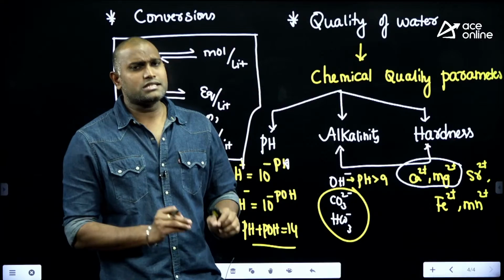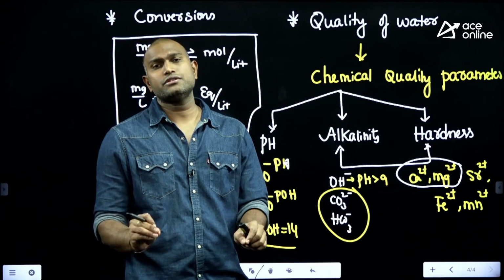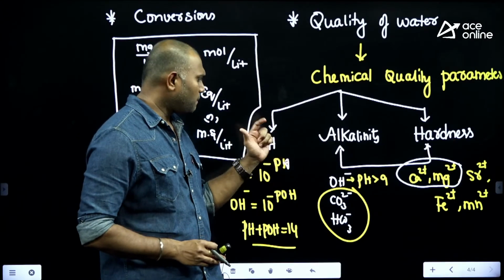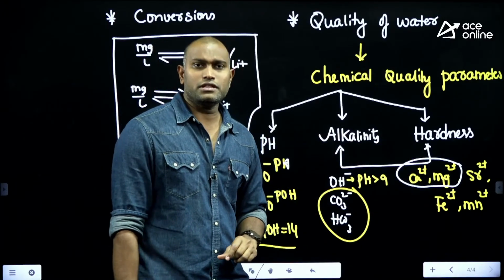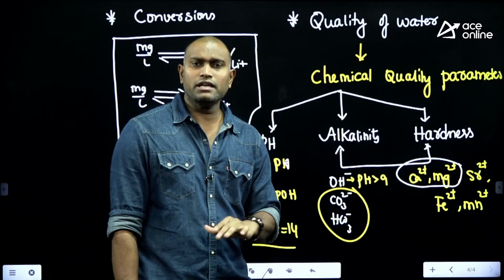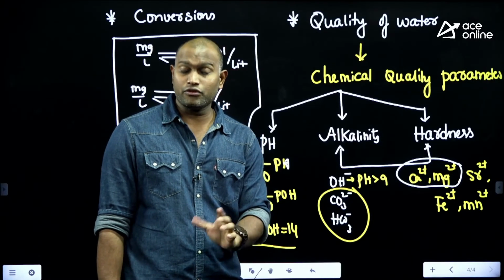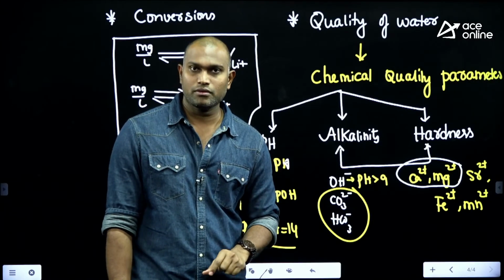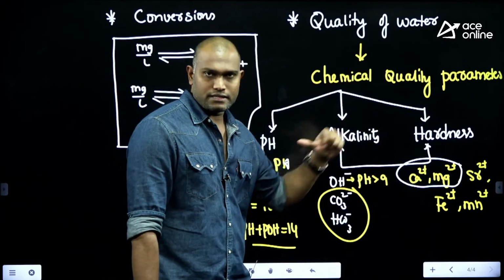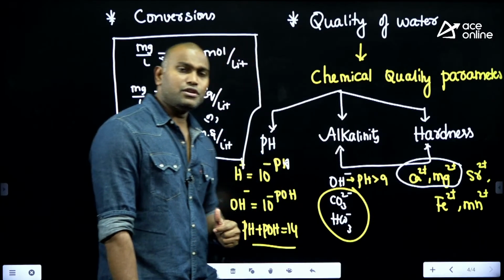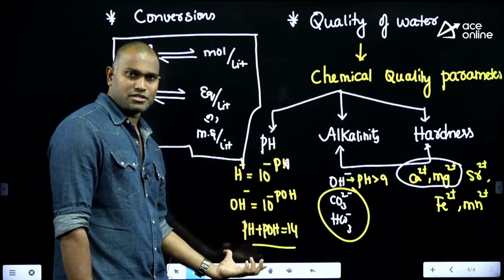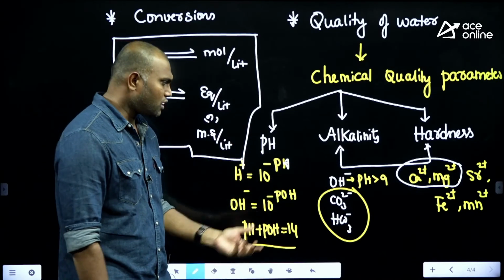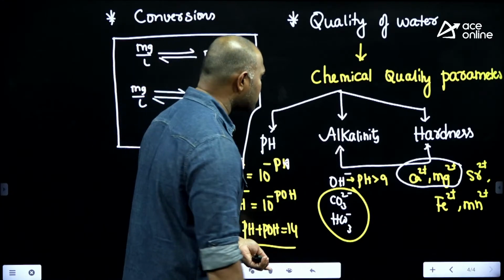And in this chapter, around 75% of the questions came from these topics: pH, alkalinity, hardness. Even in GATE 2021, they asked a 2 marks question based on hardness. And in GATE 2022, they asked a 2 marks question based on the conversions.